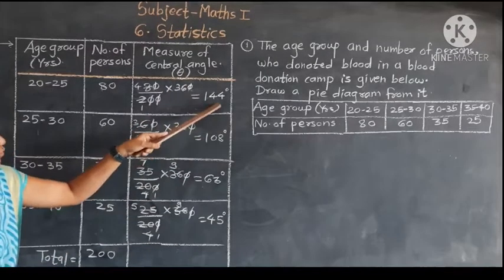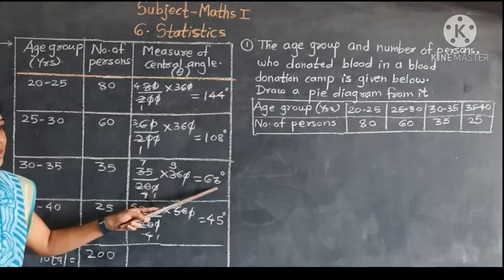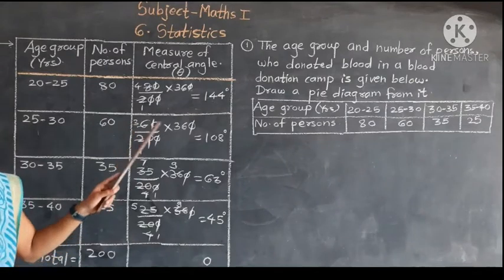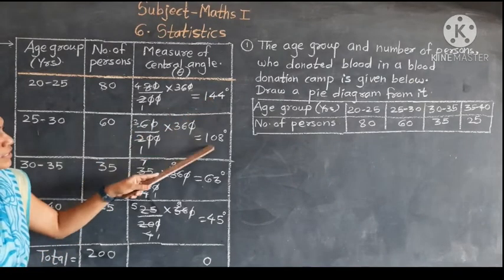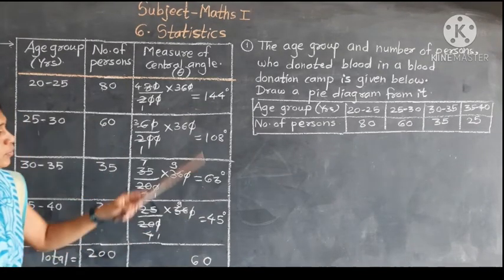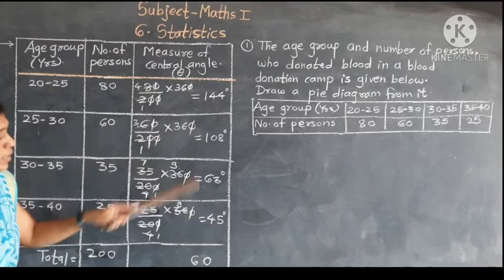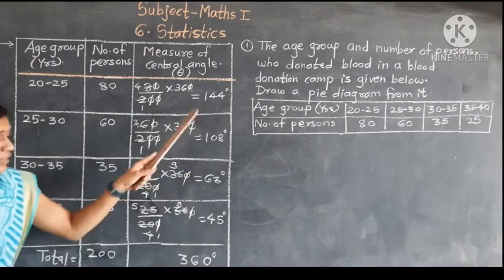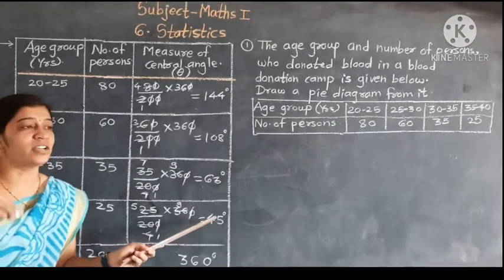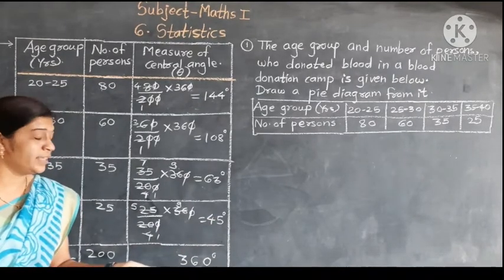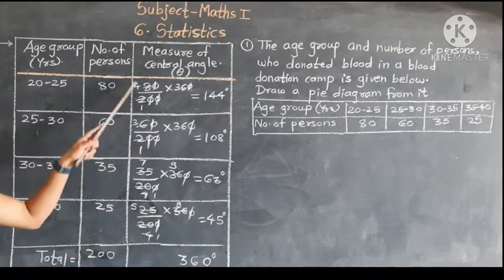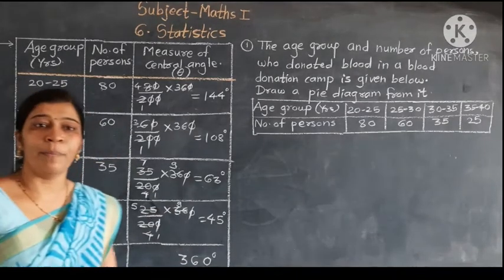See, 8 plus 4 12, 12 plus 3 15, 15 plus 5 20, carries 2, 2 plus 4 6, 6 plus 6 12, 12 plus 4 16, carry 1, 1 plus 1 2 plus 1 3. Here this answer must be 360 because we need a pie diagram, that is circle. The total number is 360. Angle किती असणार आहे सर्कलचा? 360 असणार. And from this table we calculate now pie diagram.